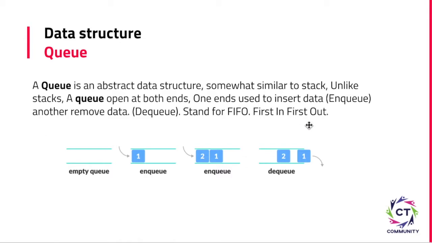One end is used to insert the data, which we call enqueue, and the other is used to remove the data, which we call dequeue. And queue stands for FIFO, which is first in, first out.